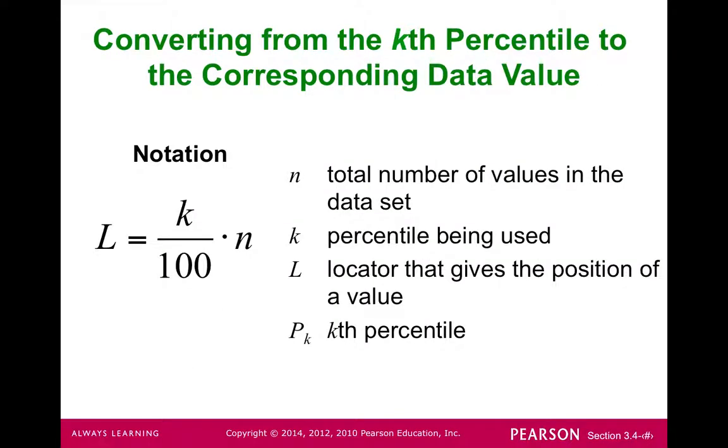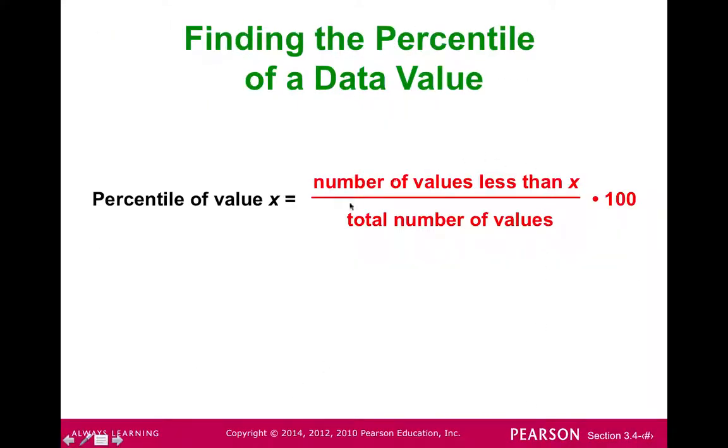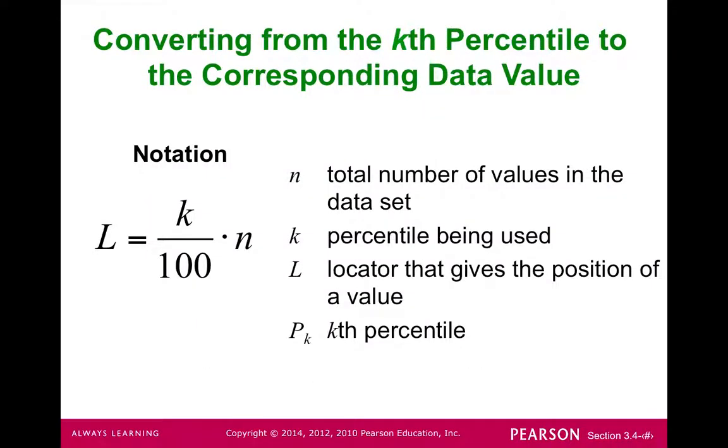We can also convert from the kth percentile to a corresponding data value. Kth just meaning 25th, 45th, whatever that percentile value is, we can work backwards. So essentially we can run this formula, although we're going to do it a little bit differently, but rather than solving for the percentile of the value x, we can actually use a complementary formula to actually find the value of x. So if we look here, here's our formula.